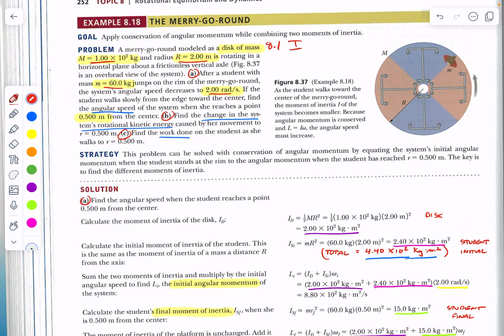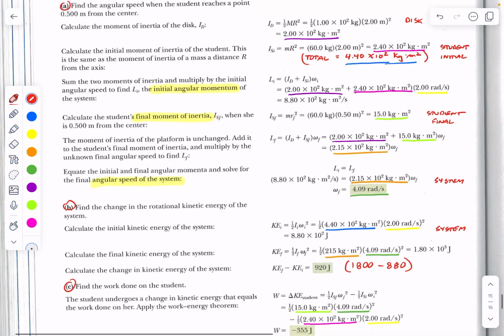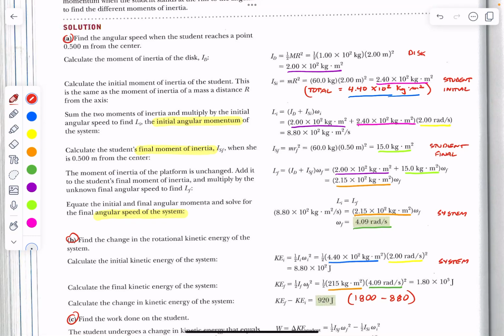So again, we have 3 parts to the problem. We want to find, first of all, the angular speed. After we find the angular speed, we want to find the change in the system's rotational kinetic energy, and then we want to find how much work was done. So in this problem, and I'm sorry for all the color coding that I did, but there are so many different terms here that are used over again that if you want to know where they got some value, I tried to color code it.